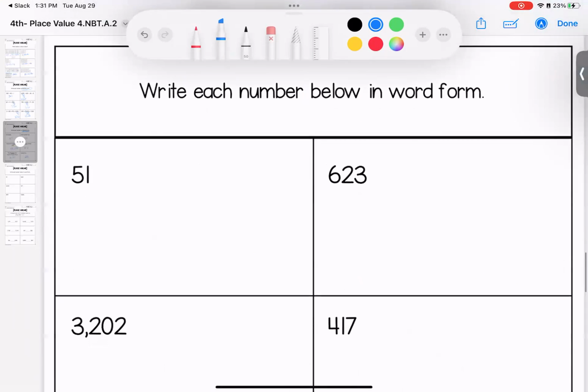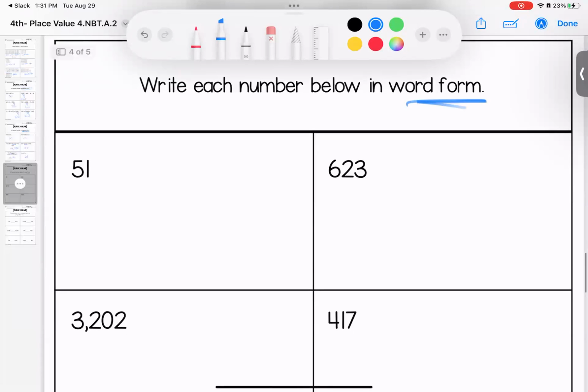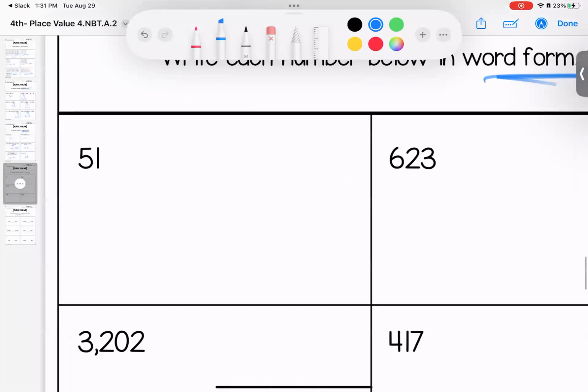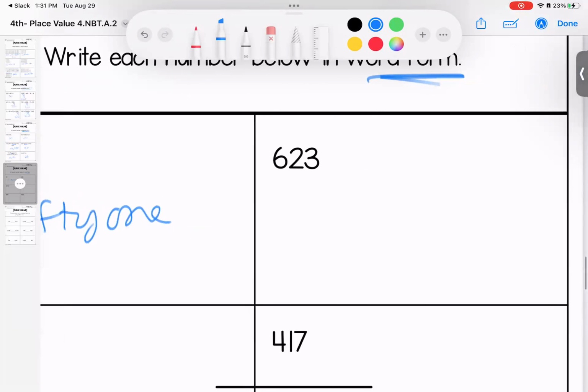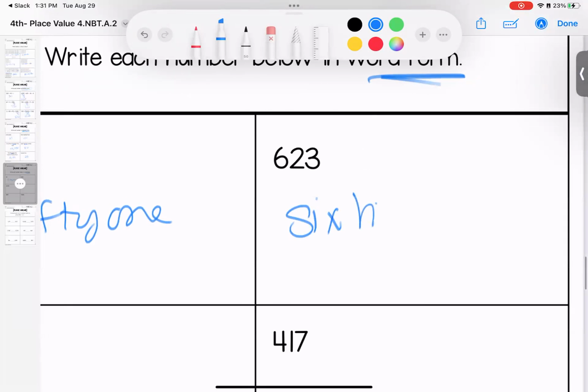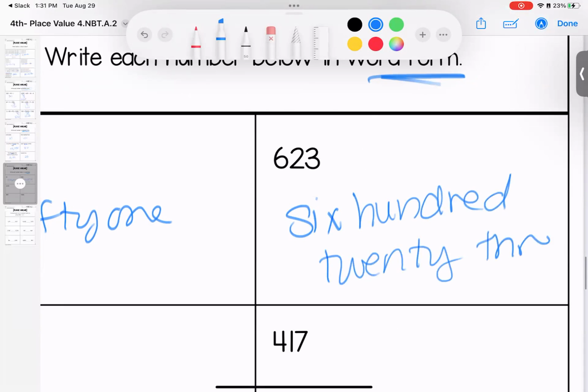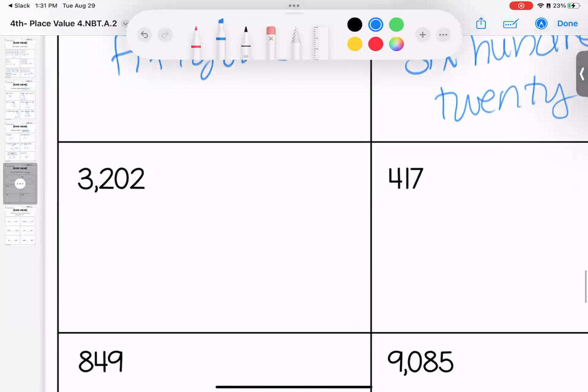All right, on to our next page where I'm looking for word form. That means say it, listen, write it down. I want your numbers in words. Spelling does not count. This is not a spelling test. Do your best to get your thinking down. 51. Over here, 623. Over here, that comma tells us 1,000.